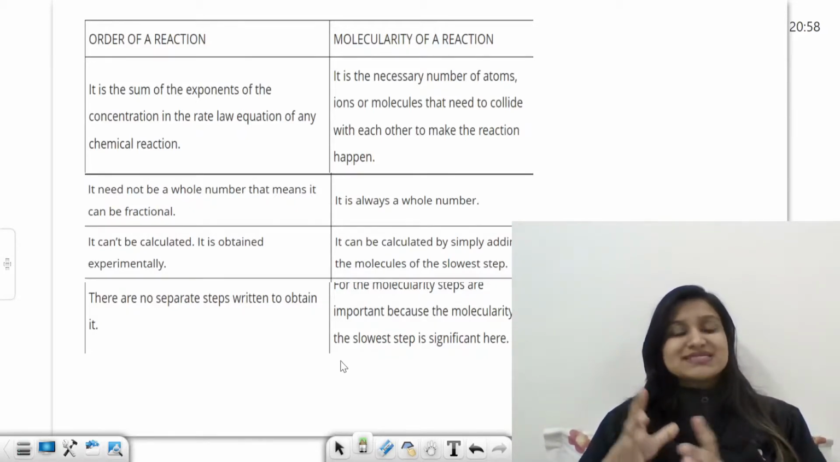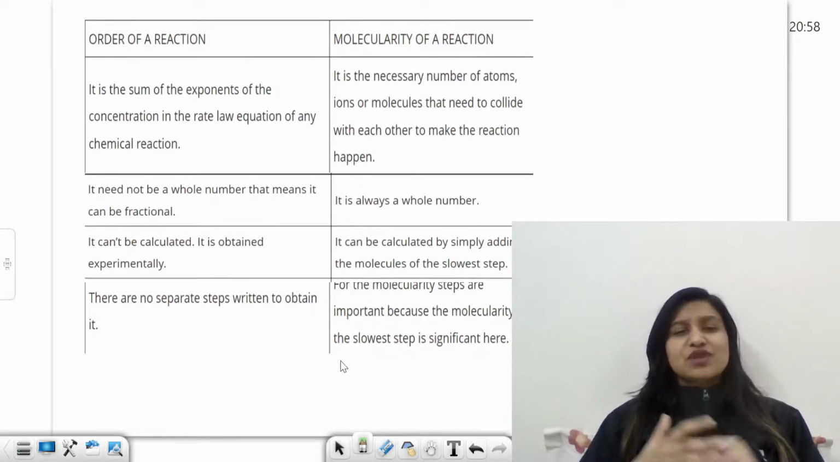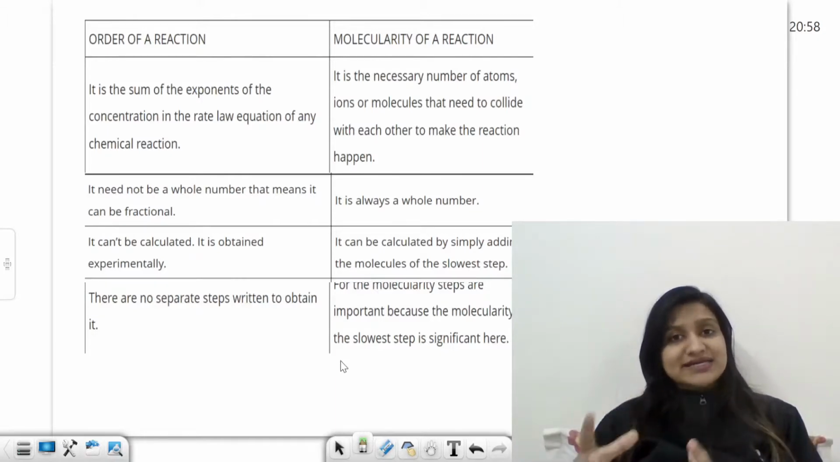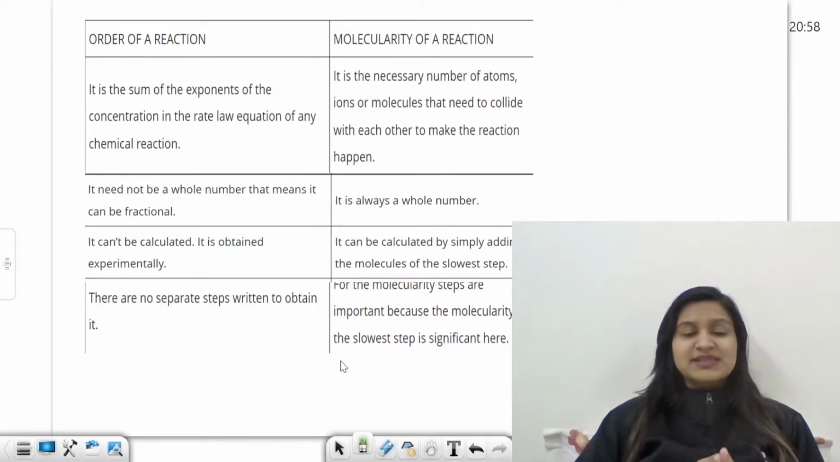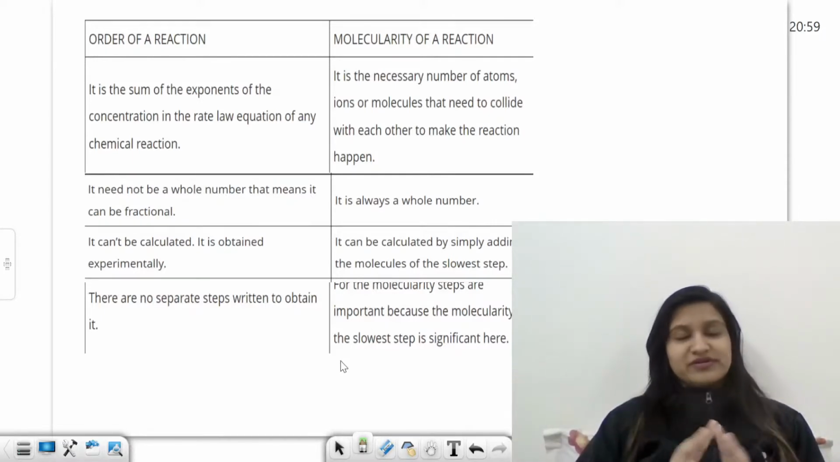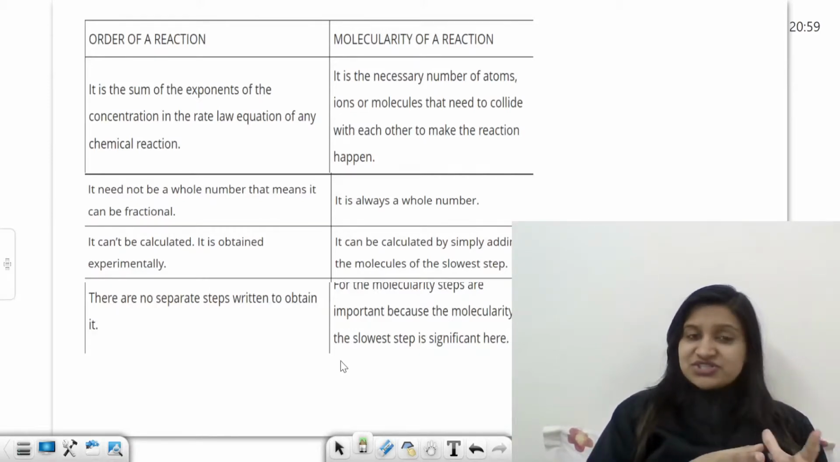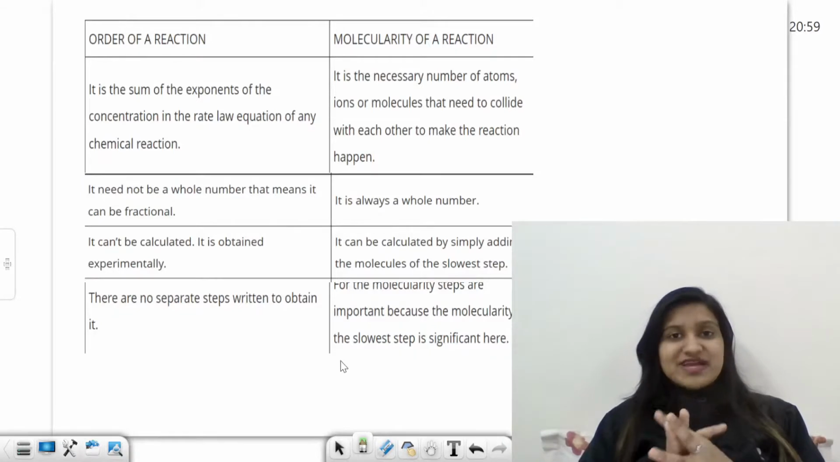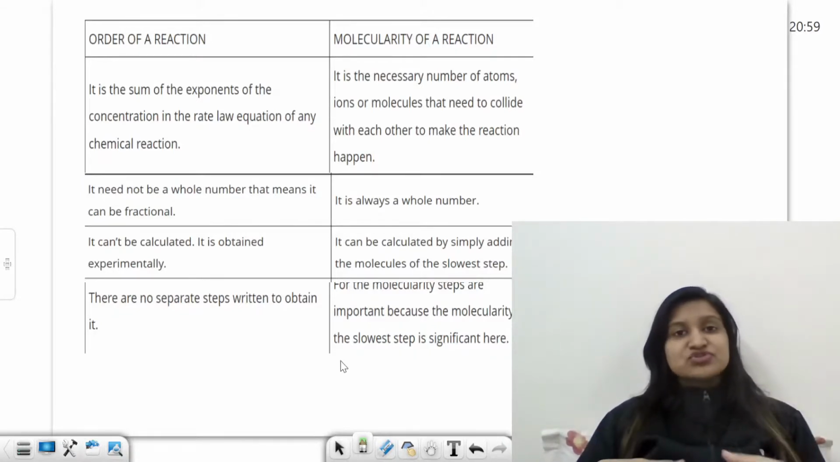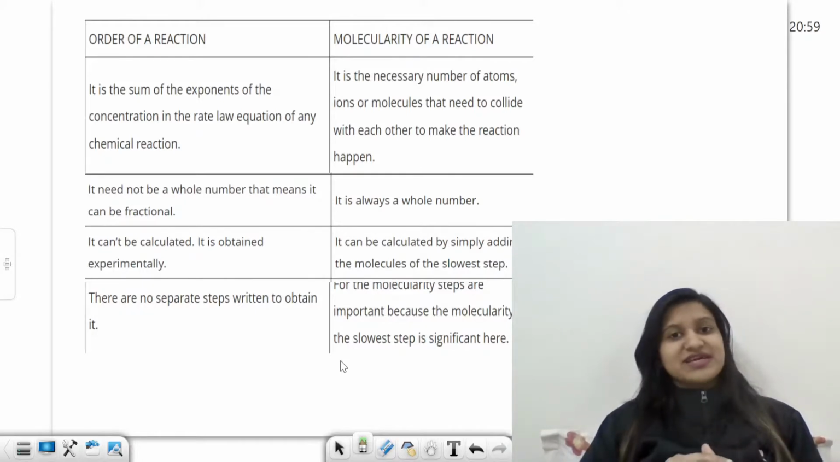So, a complex reaction is the one which occurs in more than one step. All right, so that's the major difference between an elementary reaction and a complex reaction. Now let's come to the order of the reaction and the molecularity of the reaction.